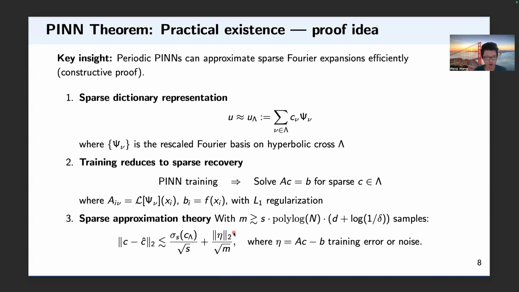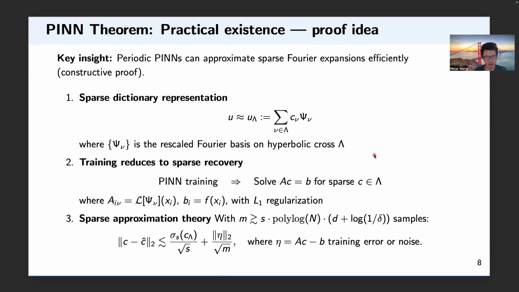And also there is error caused by training error or noise. I mean, the noise is like the noise of the linear system. So sometimes when we test the PDE residual, there may be some truncation error at each collocation point. So we have the second term here.